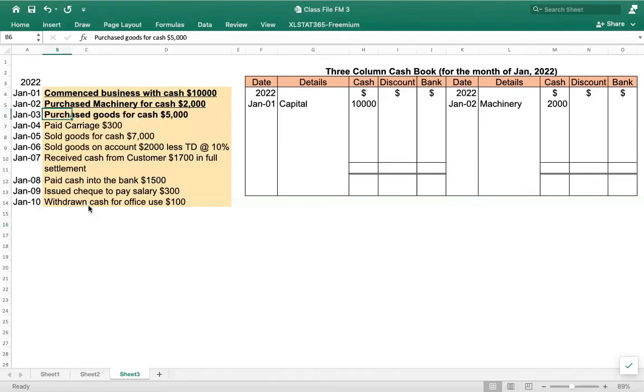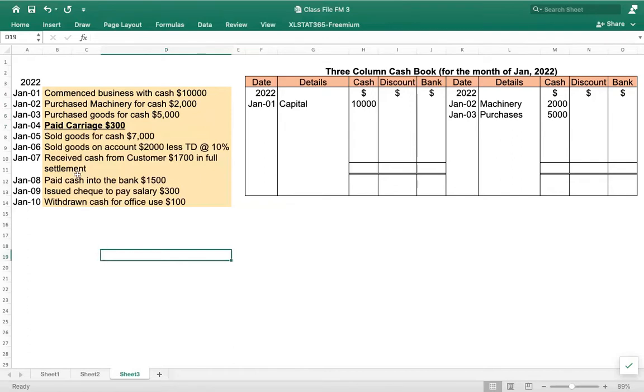Next transaction, read out. Purchase goods for cash 5000. Now tell me, is cash increasing or decreasing? Decreasing, so decrease in asset. Credit. On the credit side I will put the money 5000. Name of the other account will be what? Purchases. Date Jan 3rd. I hope you are getting how to record transactions in the cash book. Now the next transaction is what?